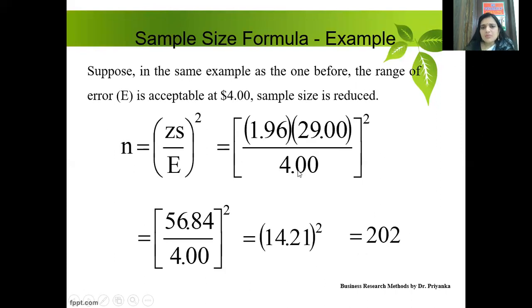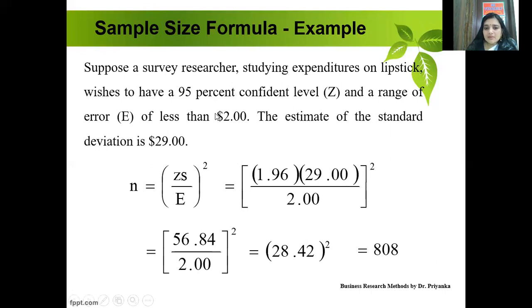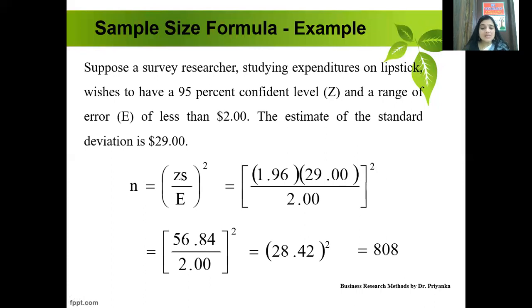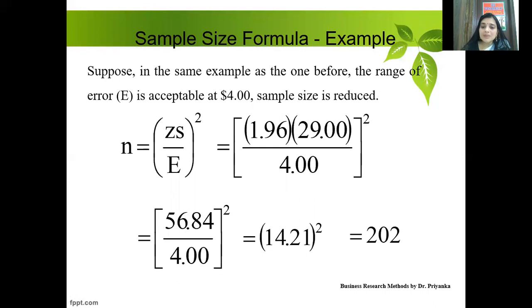Let us take one more example. If the error acceptable here is 4 rather than 2, then you will be changing just this value in the whole formula. And let us see what happens. When you allow a little more error, then your sample size is reduced to 202. That means when you allow a little less error, you have to go for a larger sample size. And when you allow a little more error in the sample, then you can go with a smaller sample size.